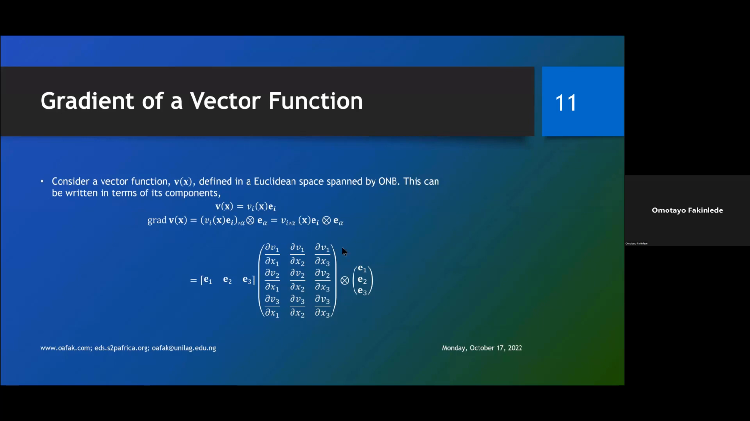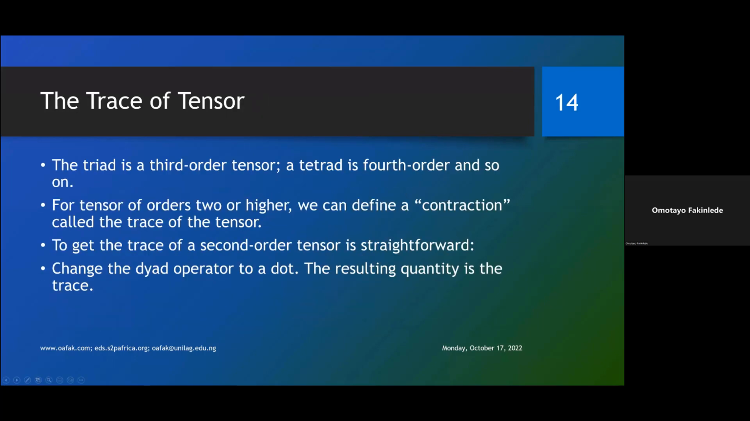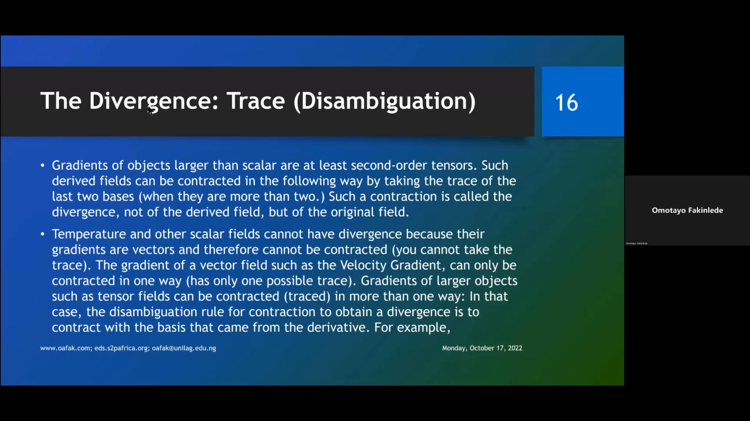So you can see again how we can take the trace of a gradient. When we take the trace of a gradient, what we get is called the divergence. So that is the definition of the divergence. Temperature and other scalar fields cannot have divergence because their gradients are vectors, therefore cannot be contracted. You cannot take the trace.